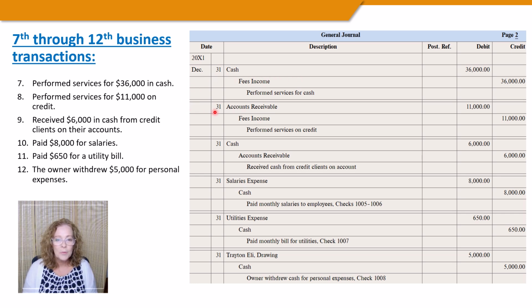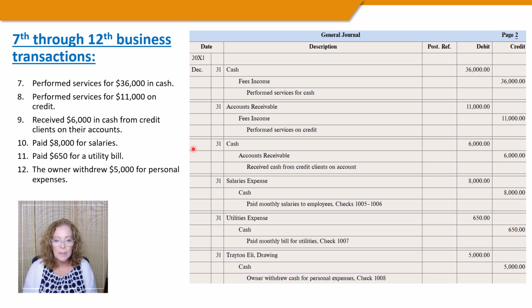For the 8th transaction, Eli's Consulting performed services for $11,000 on credit, which means that we need to increase accounts receivable, which we do with a debit of $11,000. Our fees income also increased, and revenue increases with credits. Therefore, we'll record a credit to fees income of $11,000.